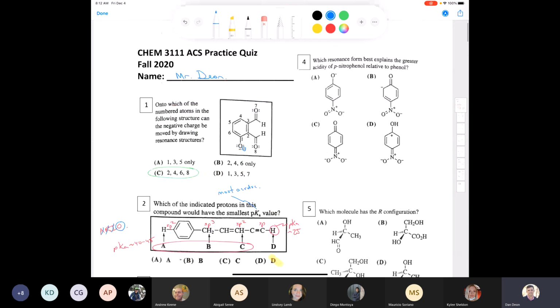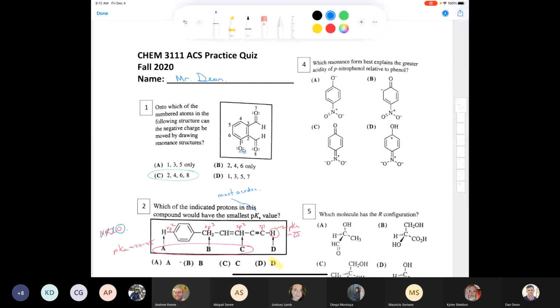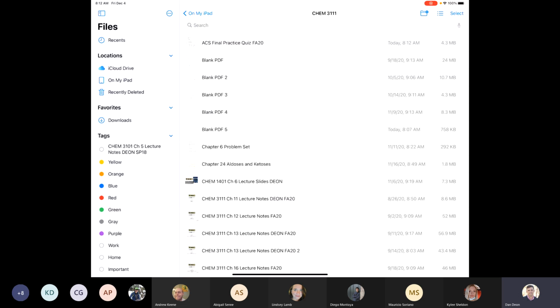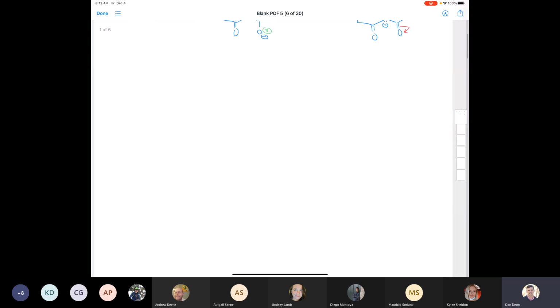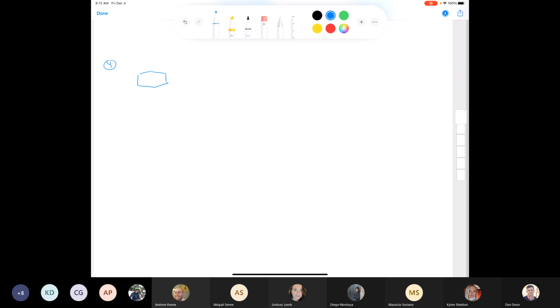All right, well, let's move on to number 4. Which resonance form best explains the greater acidity of para-nitrophenol relative to phenol? Okay, now if we think about para-nitrophenol versus phenol, so this is question number 4. Phenol looks like this, and phenol has a pKa of around 10. We'll just say pKa equal to 10.